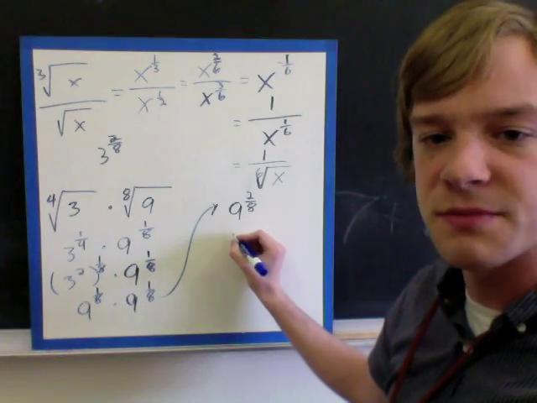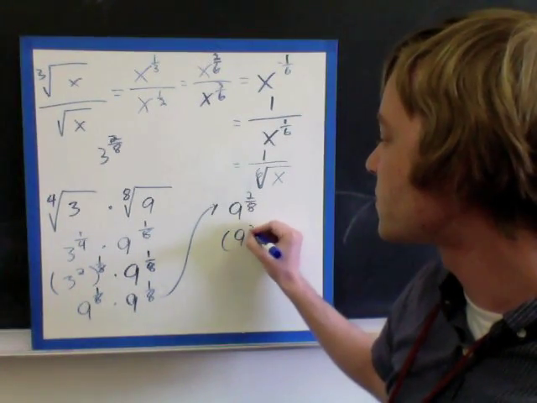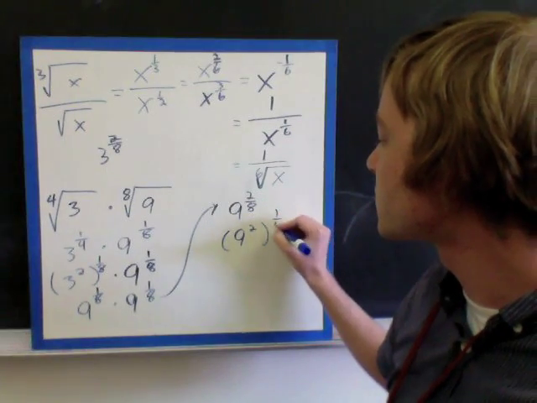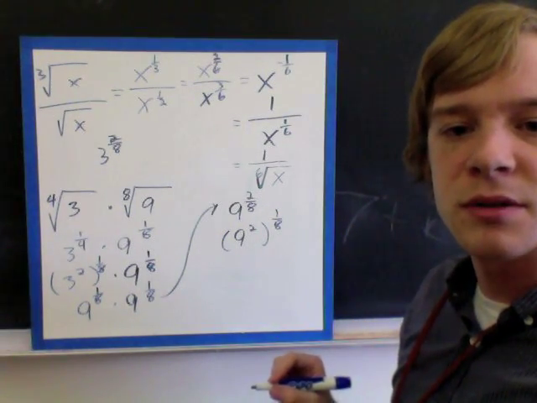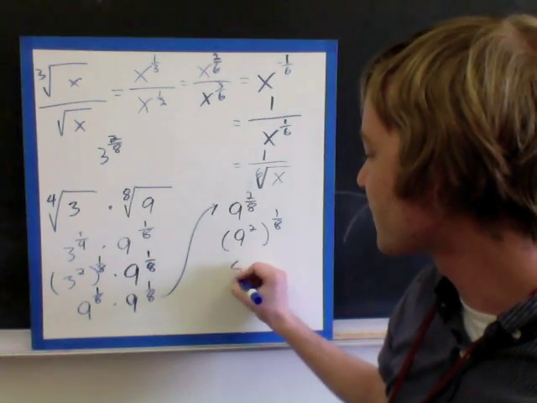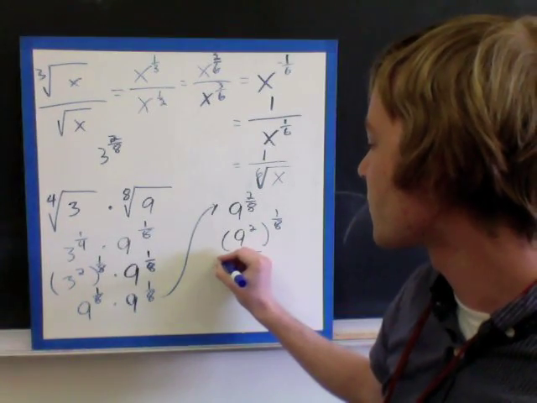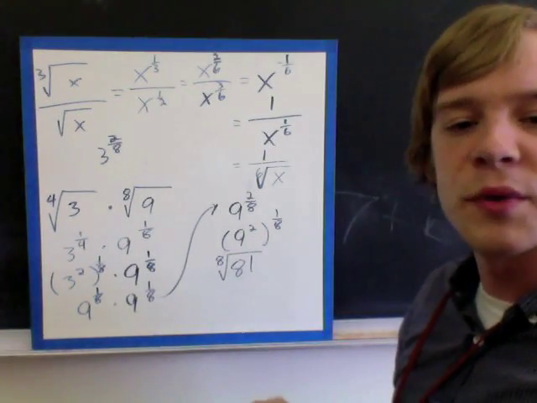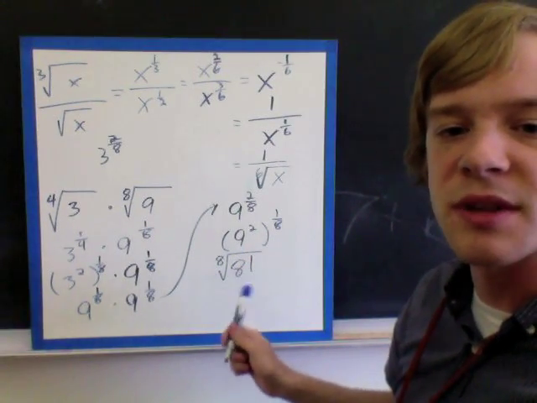So if we're simplifying this, nine to the 2nd power and 1/8. Or we get the 8th root of 81, because we take 9 squared and that gives us 81.